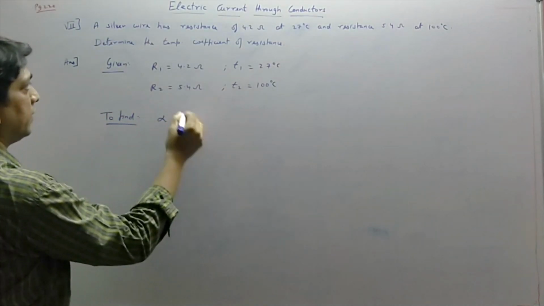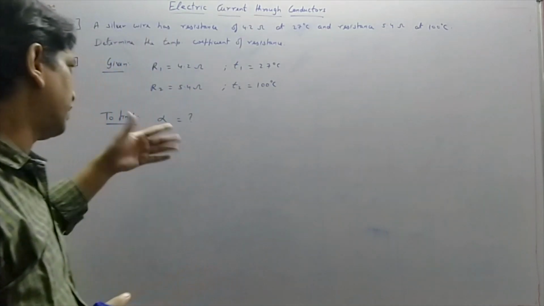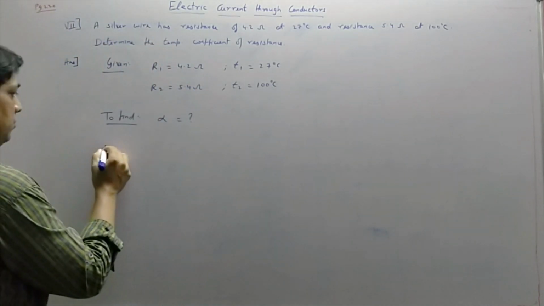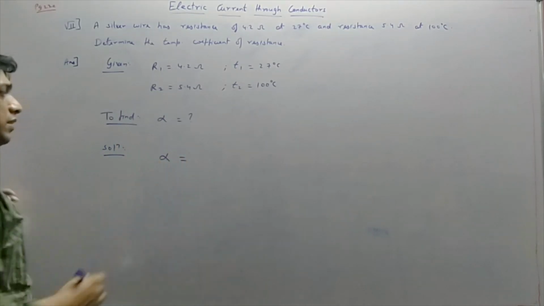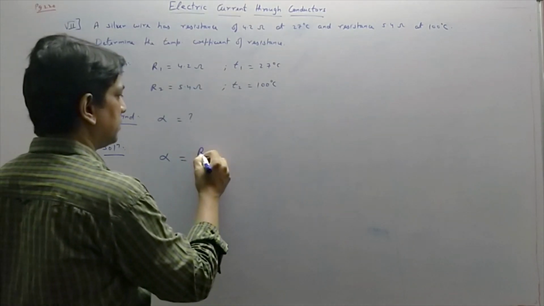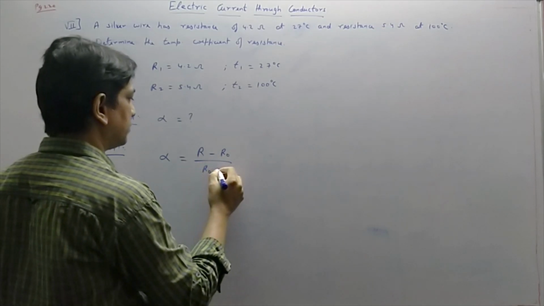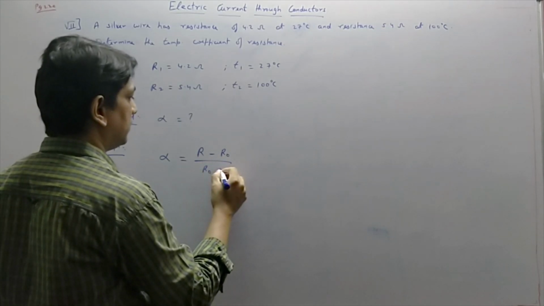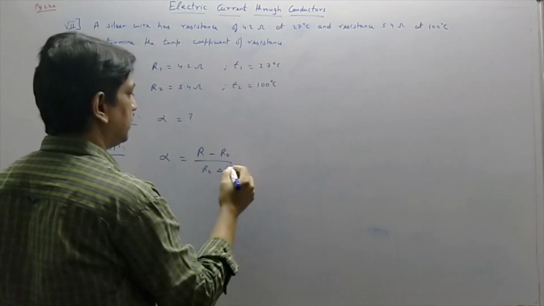alpha for the silver, because the temperature coefficient of resistance is different for different materials. So we are going to find alpha for this material. Now we know the formula for alpha. The definition is change in resistance upon original resistance. So the basic formula is change in resistance upon original resistance per degree rise in temperature. That is delta T. We use T1, T2, delta T this way.